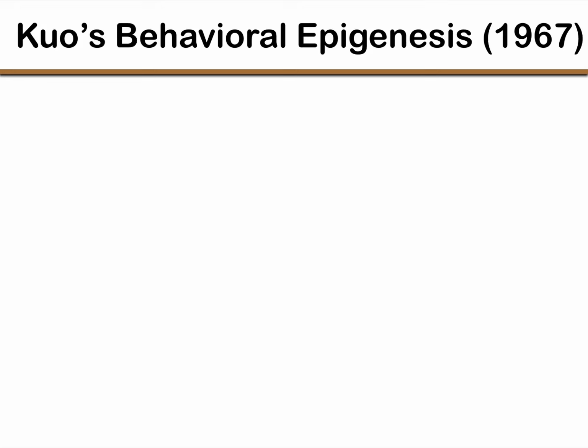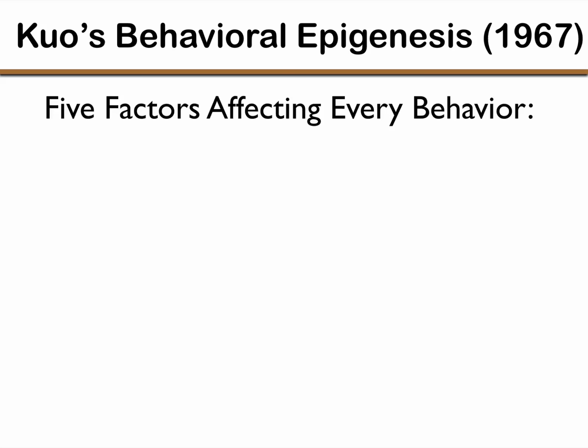epigenesis in a book that he wrote in 1967. According to Kuo's theory of behavioral epigenesis, or his viewpoint, this part was not really a theory, he said that there are 5 factors that affect any given behavior that an organism engages in.